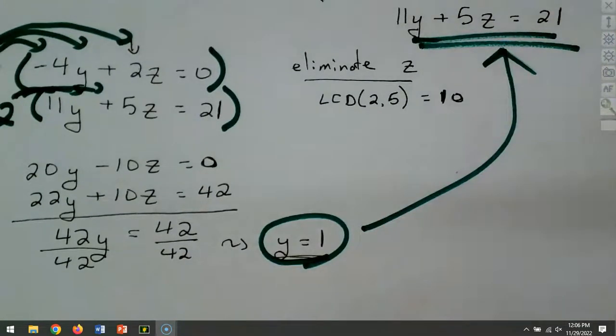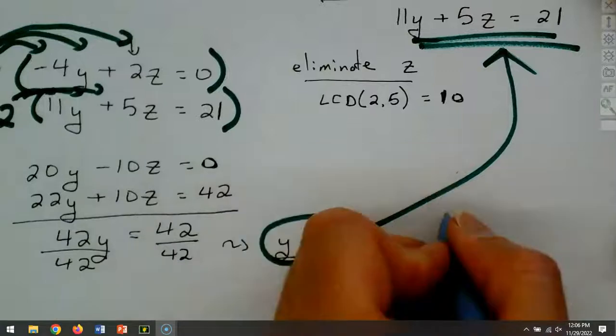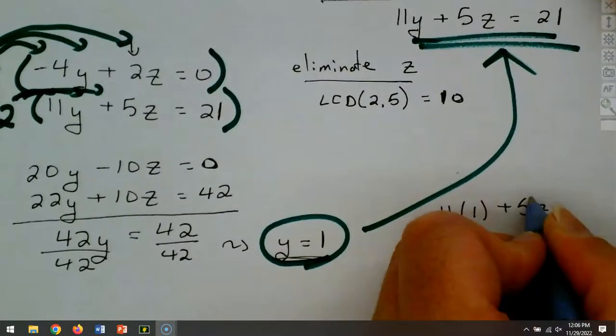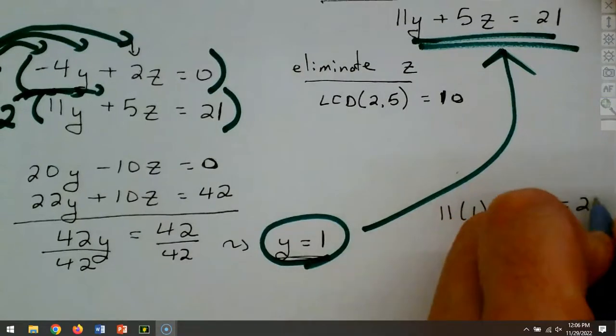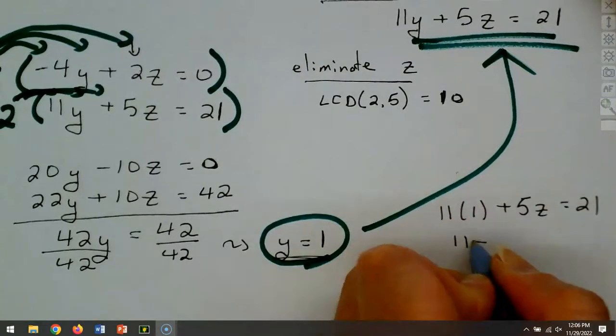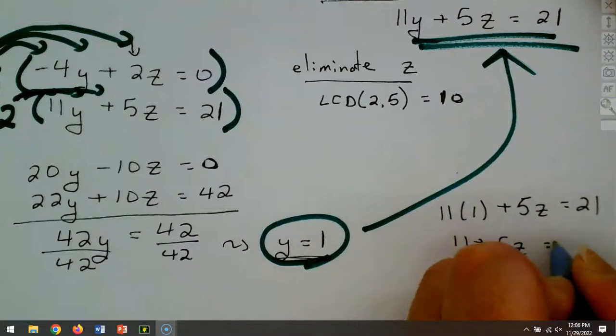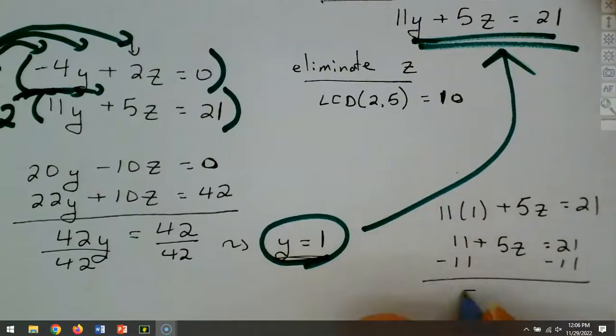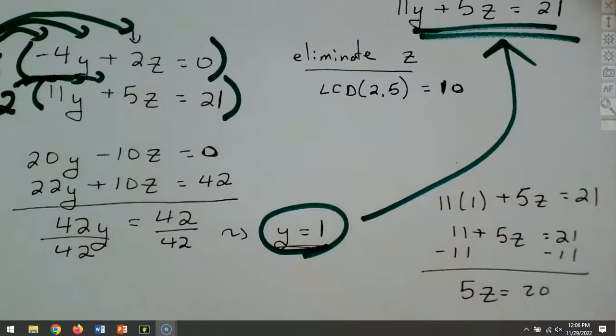And if I plug that y equals 1 in, then I get 11 times 1 plus 5z equals 21. So that's 11 plus 5z equals 21. Move the 11 over. So 5z equals 20. Divide by your 5. And now we've got z equaling what?